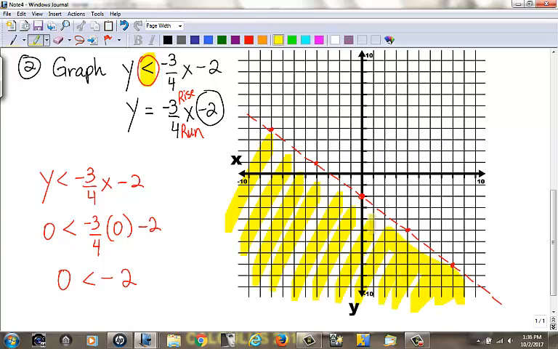Okay, so everything on this side. Now, notice anything on the boundary would not work, okay, because it's less than. Like if you tested a point on the boundary, that's still not going to work. And that's why you dash the boundary, okay? Everybody okay with the test in 0, 0?